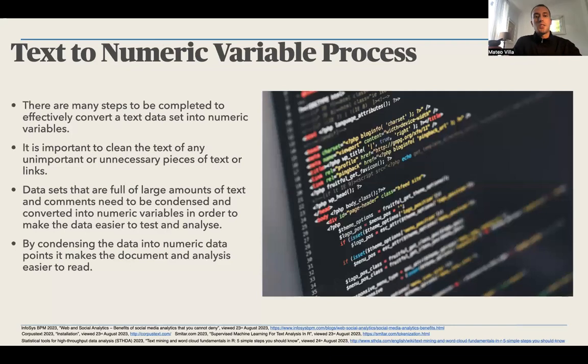When talking about the text to numeric variable process, there are many steps that must be achieved. First, the data must be acquired. This can be achieved by utilizing various forms of social media analytics tools. Social media analytics tools allow for key insights to be uncovered, such as identifying different market trends, as well as allows companies to study their demographics and identify what engages their customers.